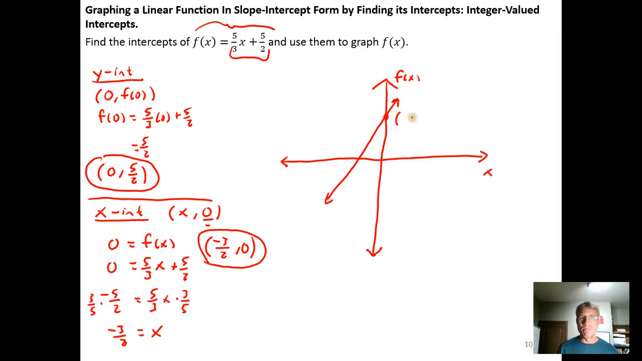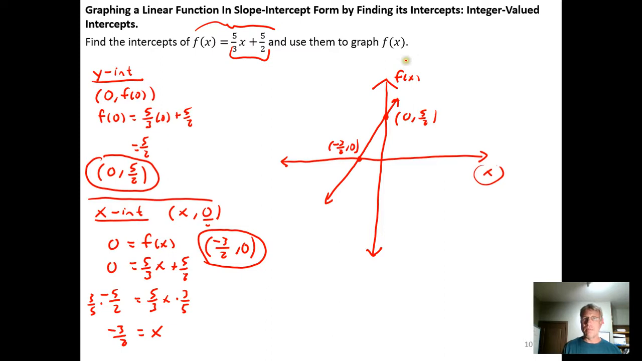This is input 0, output 5/2. There's my y-intercept. And this one here is input negative 3/2, output 0. And then we want to make sure we have everything that we need to get for full credit. Both intercepts are labeled. I have arrows on my linear function. I have arrows on my axes.